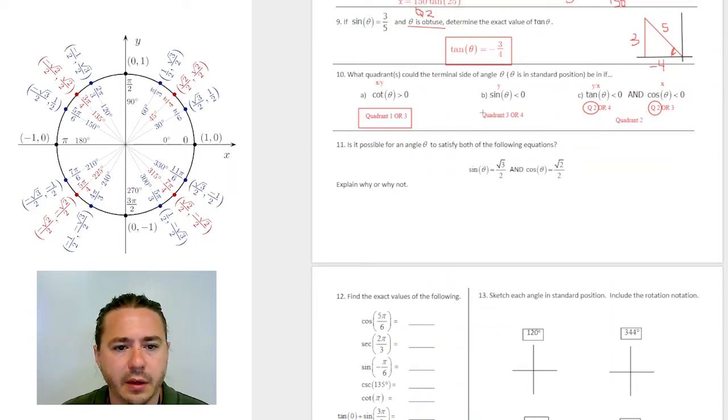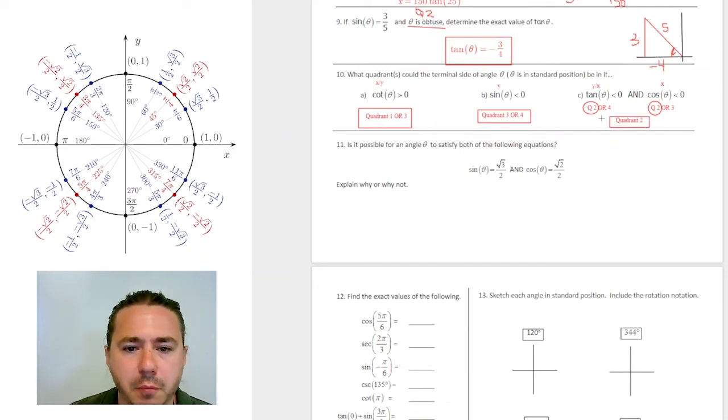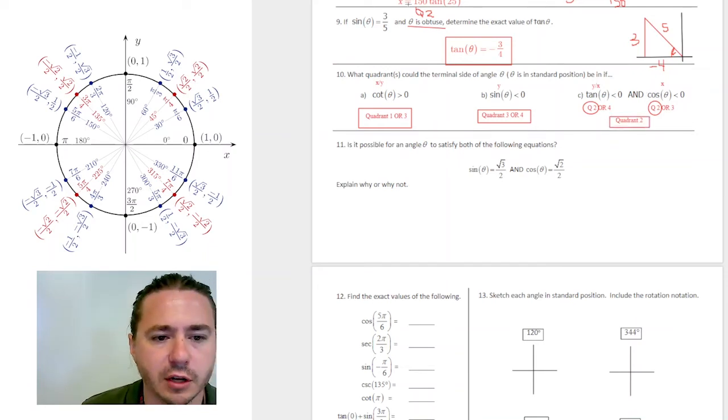So A and B narrowed down to 2 different quadrants, and because we have 2 pieces of information for part C, we're able to narrow down to a single quadrant.